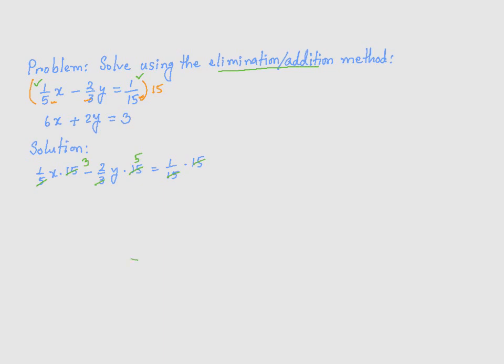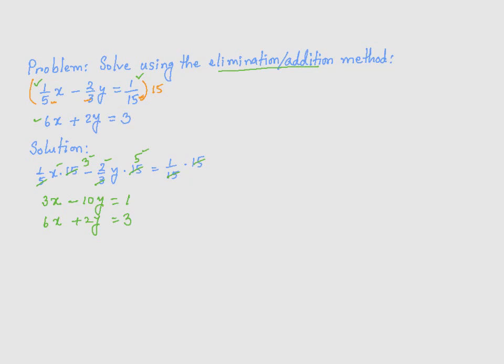So in the first term I get 3 times x, which is 3x, minus 5 times 2, by the way, is 10y, and that is equal to, on the right hand side, 1. And the second equation is 6x plus 2y is equal to 3. Now the advantage of doing this is that I don't have to deal with fractions. Now let's go ahead and try to solve for one of the variables.